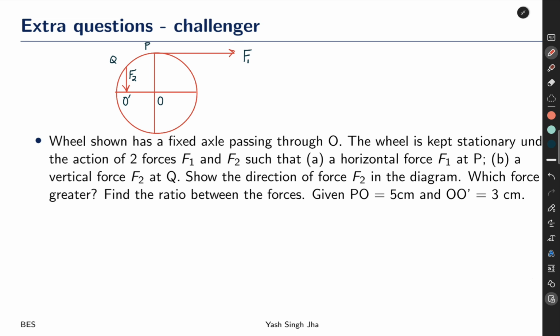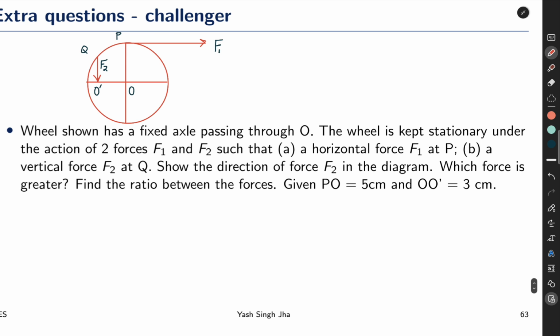Okay. The wheel shown has a fixed axle passing through O. The wheel is kept stationary under the action of two forces, F1 and F2, such that F1 is a horizontal force and F2 is a vertical force. Show the direction of force F2 in the diagram. Now force F2, they just have said it is vertical. Where should it be? The point of rotation is O. Yes, the body rotates about the point O.